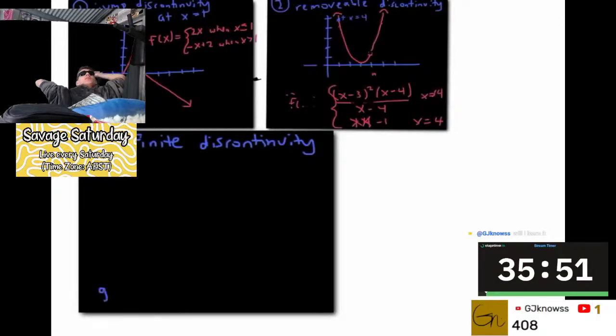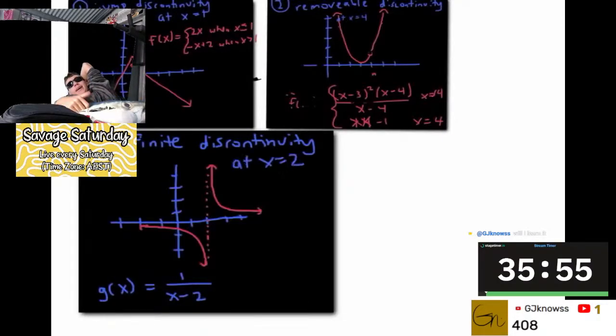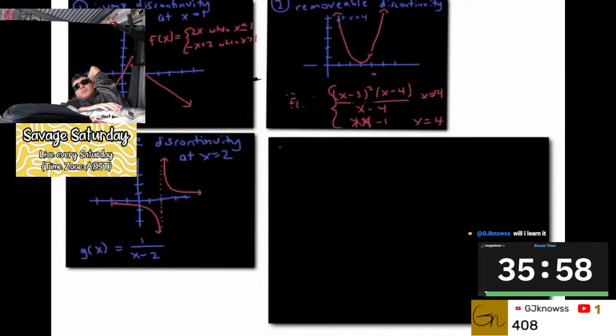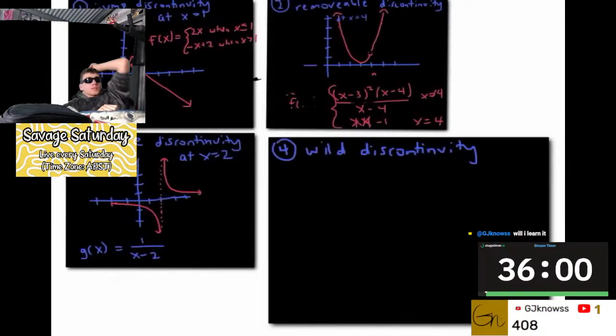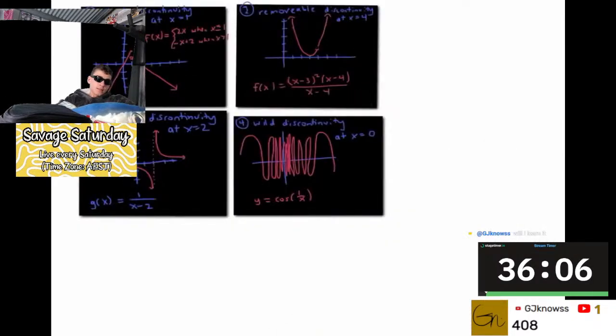For example, the rational function g of x is 1 over x minus 2 has an infinite discontinuity at x equals 2. Occasionally, you may encounter discontinuities that don't look like any of these. For example, the graph of the function y equals cosine of 1 over x has a wild discontinuity at x equals 0 because of the wild oscillating behavior there. So for a function to be continuous at x equals a, we needed to avoid all of these problems.